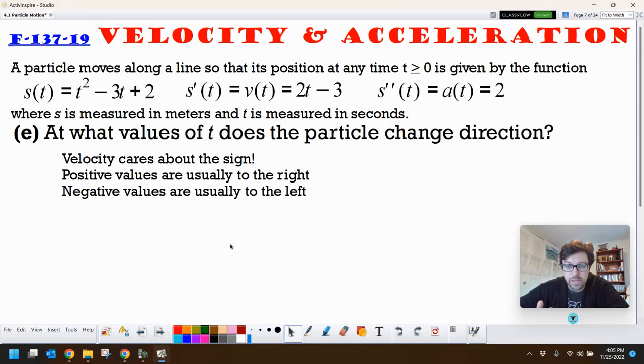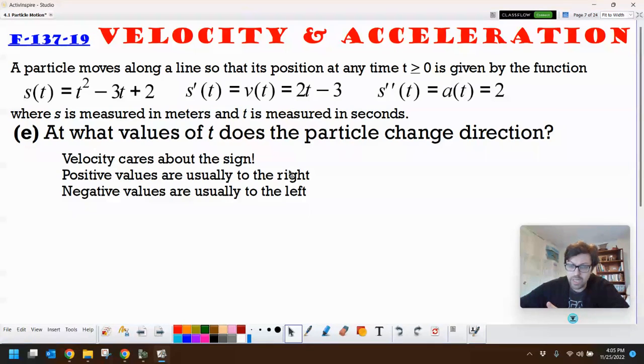That will give you the context clues that it wouldn't necessarily be right and left. But if there's no major things, like I don't see any of that in here, I would just assume that positive is to the right and negative is to the left. So we just need to know when this velocity function changes sign, when it changes from positive to negative.